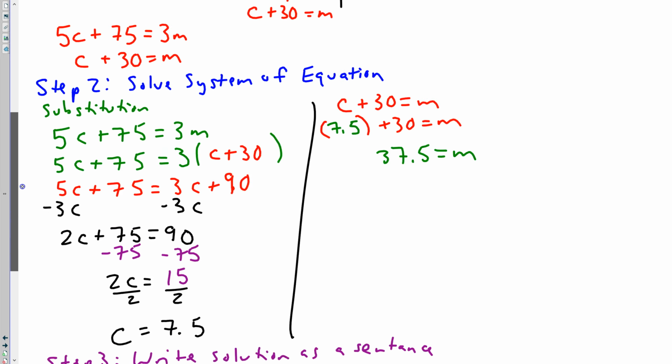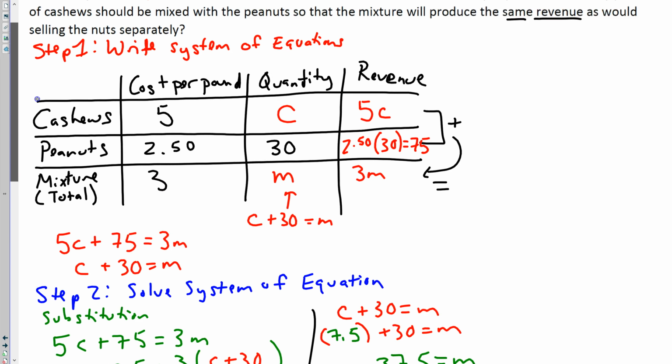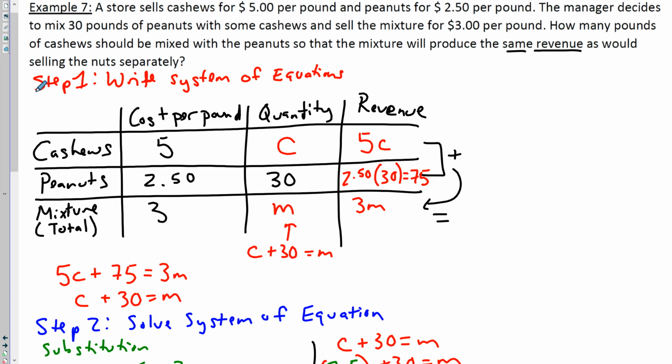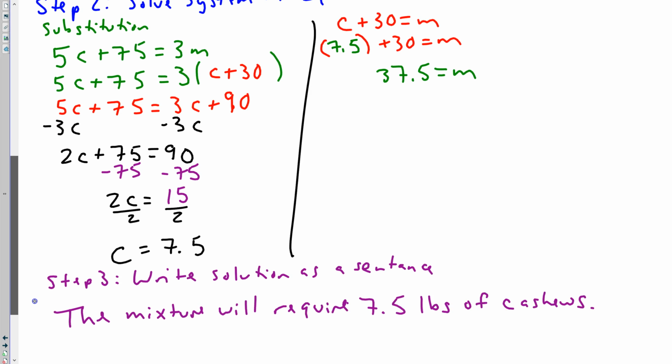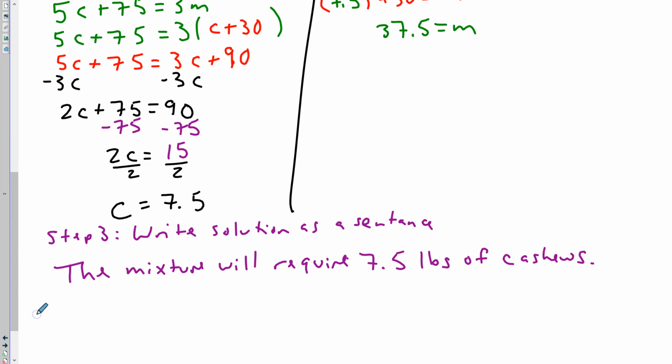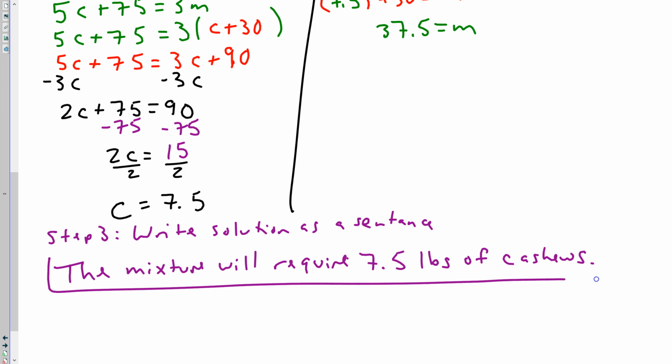And let me look back at our original statement. I think that's all they asked about, right? How many pounds of cashews should be mixed? Yeah, so even though we found the mixture value M to be 37.5, they actually weren't interested in finding that number. They just wanted to know the amount of cashews. So I could end it there. If you did want to include both, the value for C and the value for M, you could say something like the 37.5 pound mixture would require 7.5 pounds of cashews.